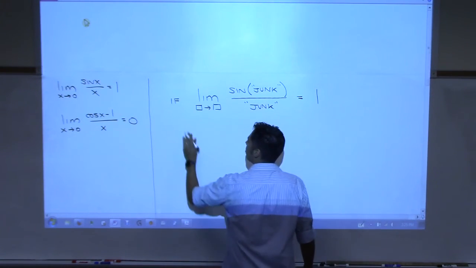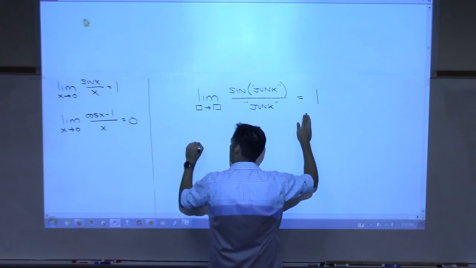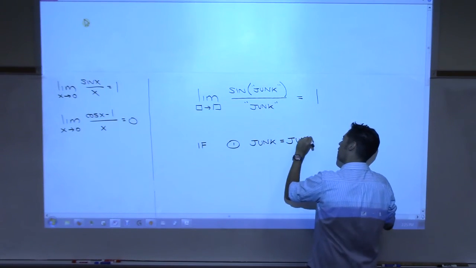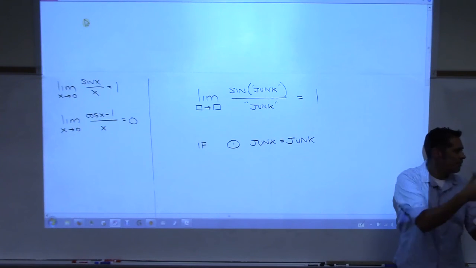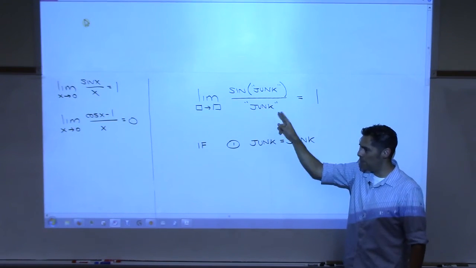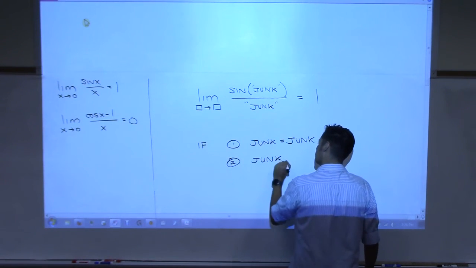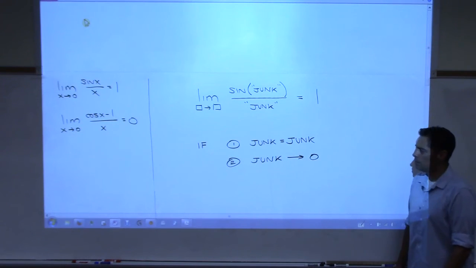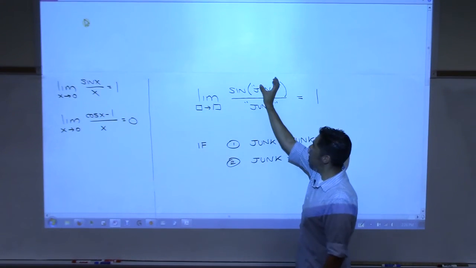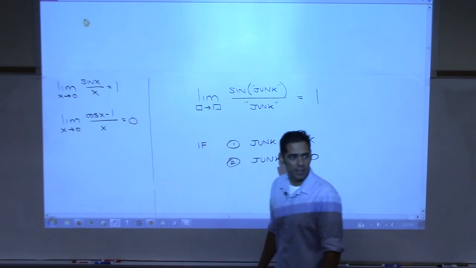The limit of sine of some junk over some junk equals 1 if two things are true. First, junk equals junk. What I mean is that that junk equals that junk. They have to be identical. I know it's kind of implied, but this is just to stress it. Those must be matching perfectly. If that's true, and the second thing, the junk goes to 0. The junk is approaching 0. So as you take this limit, this junk goes to 0 and this junk goes to 0. If those two things happen, then the answer is 1.